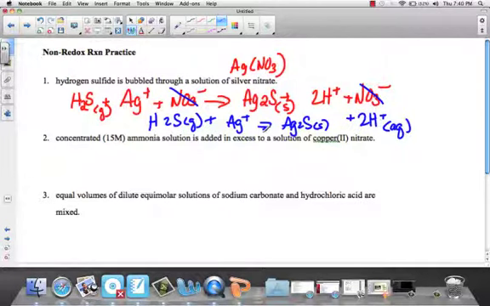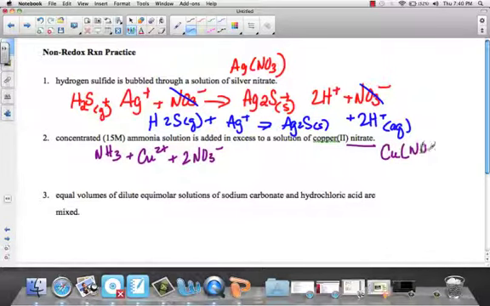Okay, let's check out the next one. Concentrated 15 molar ammonia solution. So ammonia is NH3. Is added in excess to a solution of copper 2 nitrate. Well, as soon as I see nitrate, I know it's going to be soluble. So I'm going to separate this into Cu2 plus and 2NO3 minus. And you could even write this over here on the side before you do it.